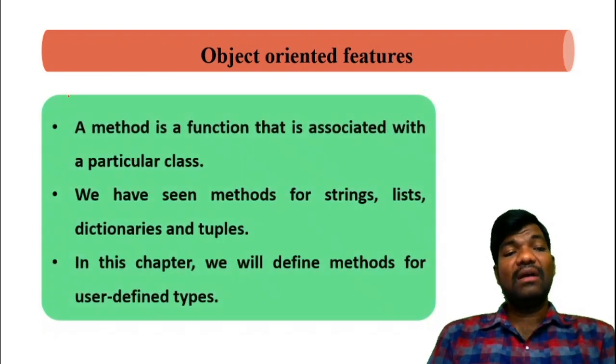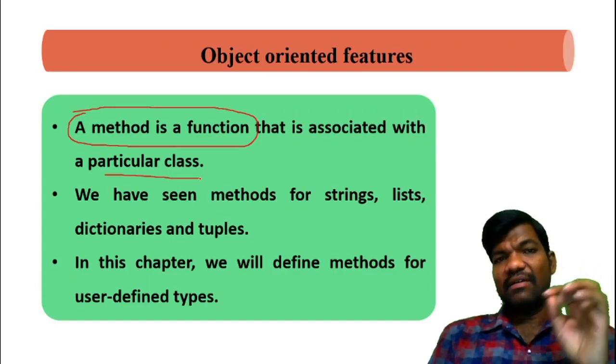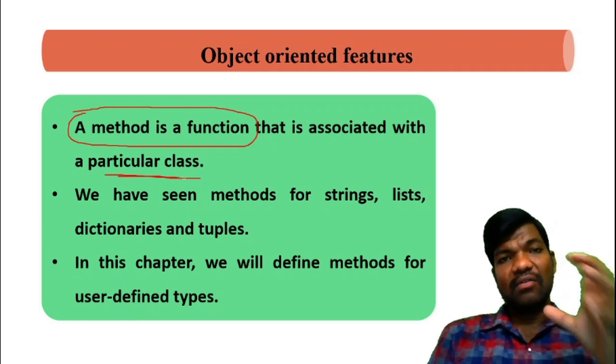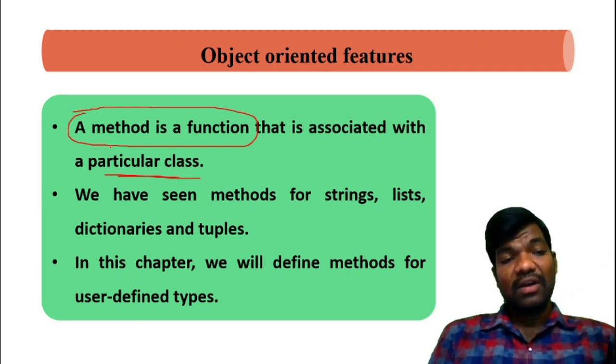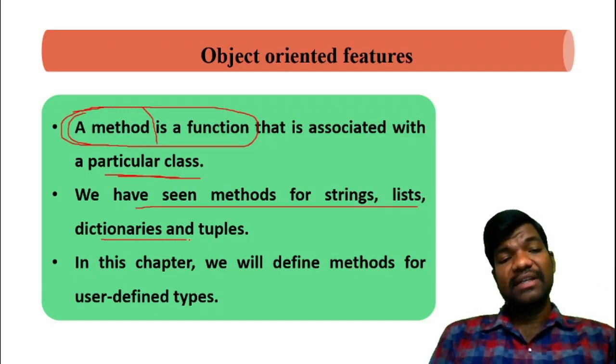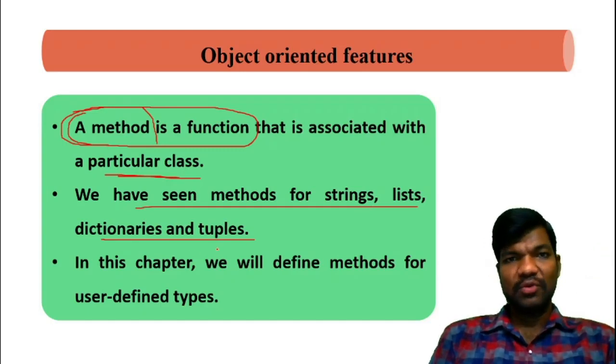Here we use the term method for a function. A method is a function that is associated with a particular class. So we are defining the class, and for that class we create objects and add some methods. We have seen some methods for strings, lists, dictionaries, and tuples. What are the methods? Sort method, capitalize method, split method. Like that, so many methods are seen for strings, lists, dictionaries, and tuples.